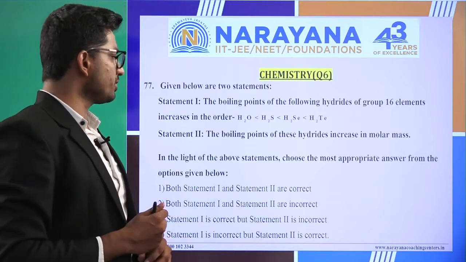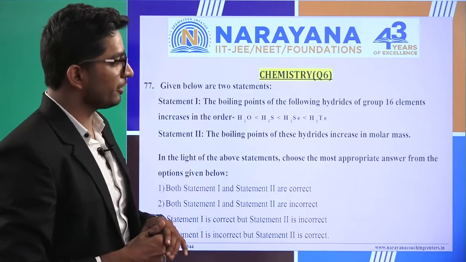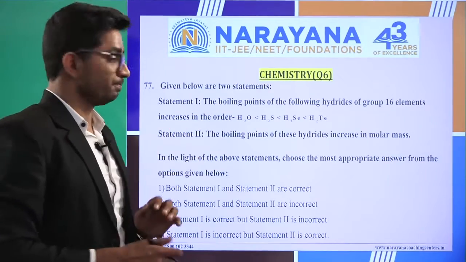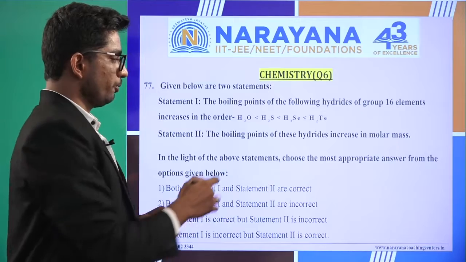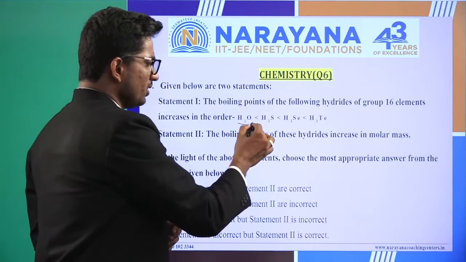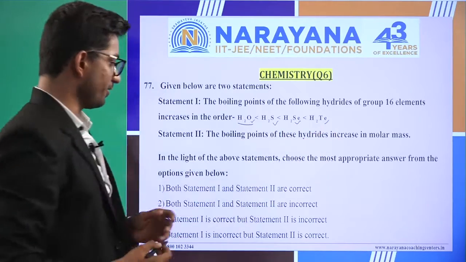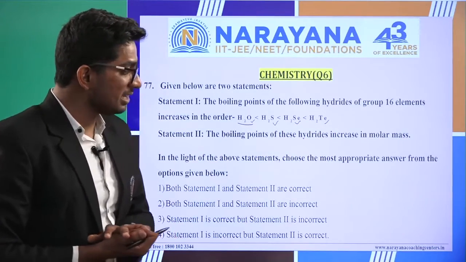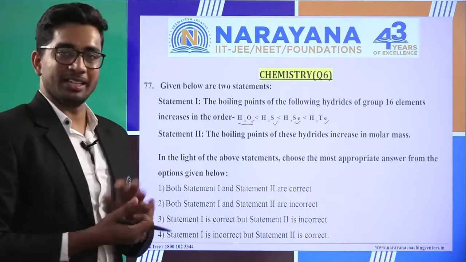Given below are 2 statements. Statement 1. The boiling points of the following hydrides of group 16 elements increase in the order water, H2S, then H2Se, and then H2Te. So we have H2O, H2S, H2Se, and H2Te. These are all the atoms from the oxygen family, and their hydrides are there. Statement 2. The boiling points of these hydrides increase as the molar mass increases. That is the meaning actually.